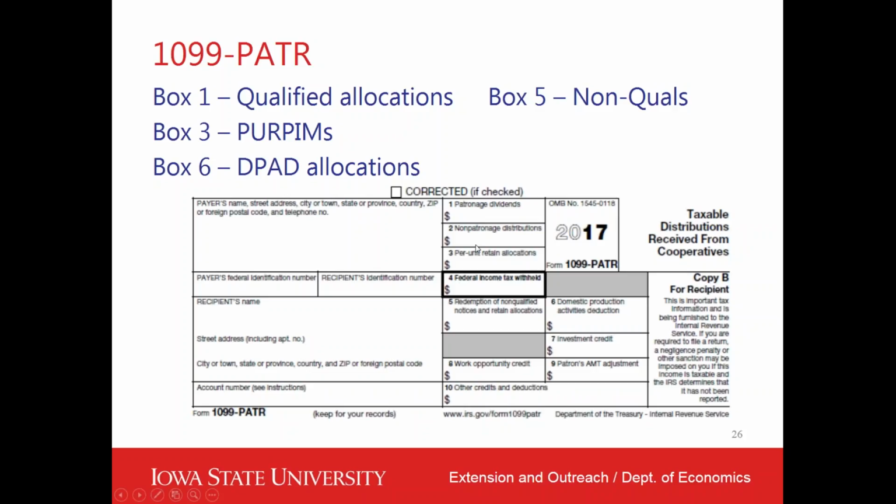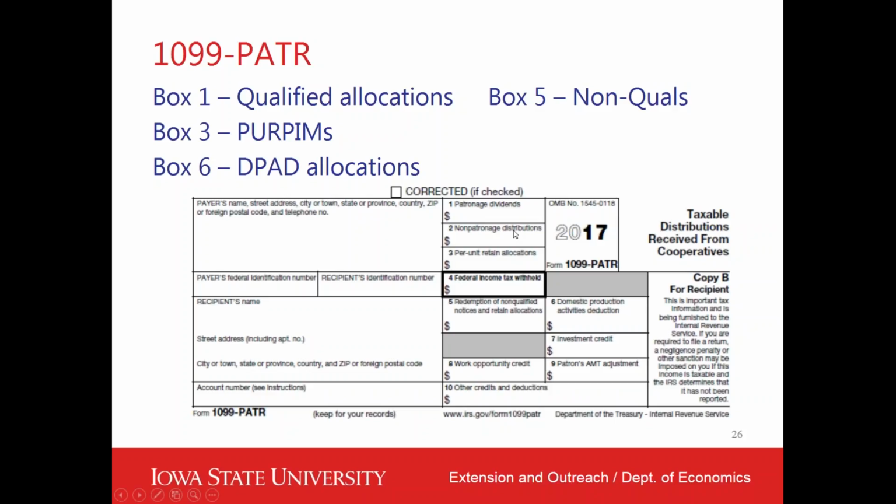Okay. What about box 2? That is the non-patronage, non-taxable distribution? Non-patronage refers to something that doesn't result from member business, patronage business. That could be something like dividends on equity. Okay. No, we didn't talk about that today.